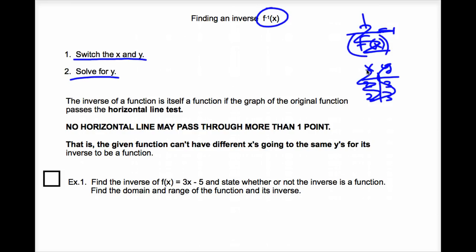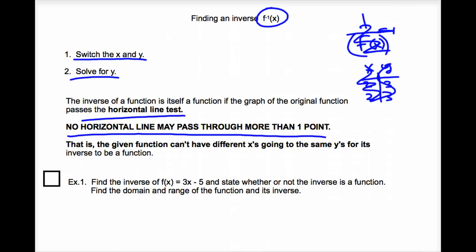Then the most important new question is: is the inverse a function? Well, you can simply look at the graph of your original function and use what's called the horizontal line test. If you graph the original function and a horizontal line goes through more than one point, then the inverse is not a function.